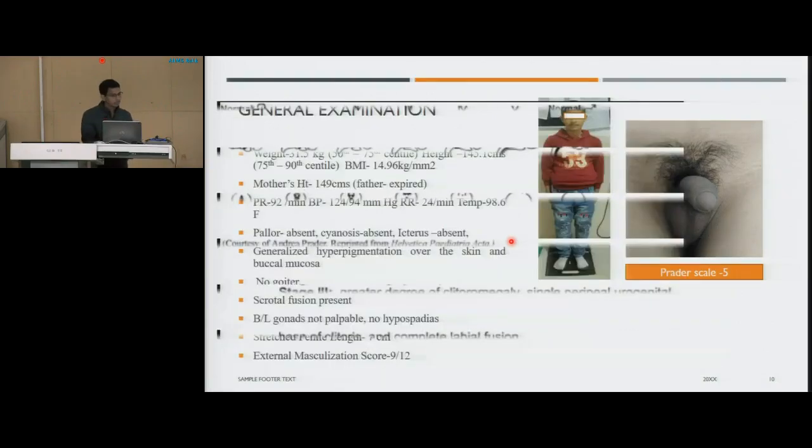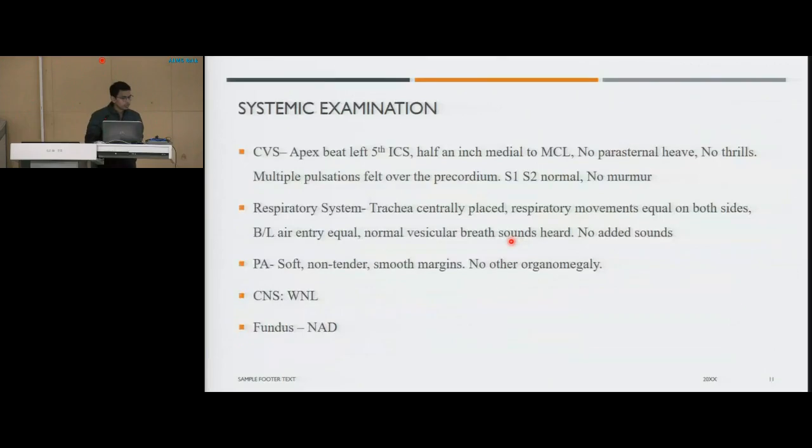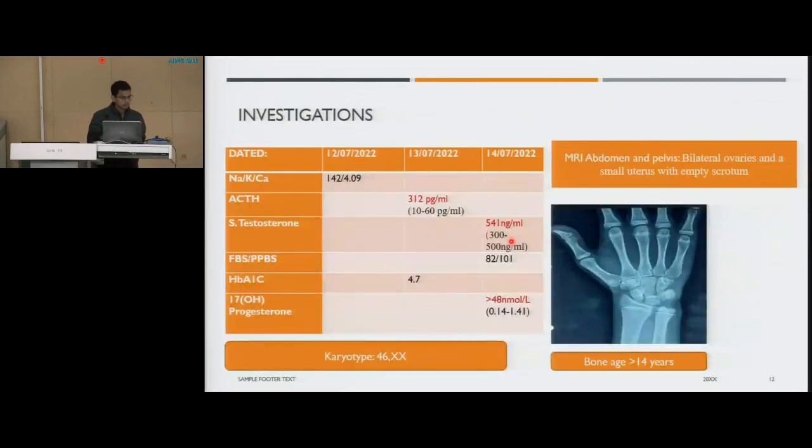And in the systemic examination, all the systems are more or less within normal limits. Coming to the relevant investigations that we did for this child, the electrolytes were within normal limits, and the ACTH was raised, 312 picogram per milliliter. The serum testosterone was mildly raised, 541 nanogram per ml, and the blood sugar levels were within normal limits. The serum 17-hydroxyprogesterone was raised, and we suggest it can be CAH due to 21 hydroxylase enzyme deficiency. We got karyotyping done for this child, which turned out to be 46XX.